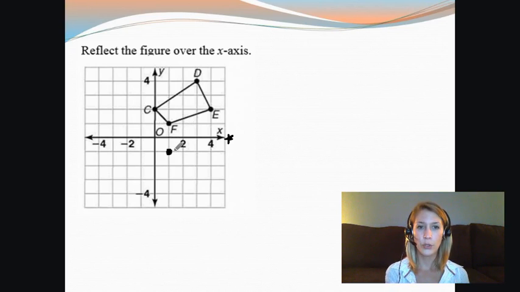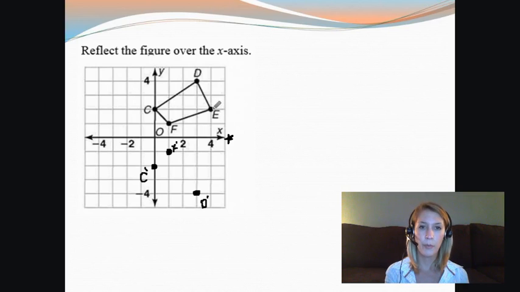Now we're going to plot point C, which is 2 units up from our origin. So the reflection would be 2 units down from the origin. This would be image C. Same thing with point D. That is 1, 2, 3, 4 units up. So we're going to count 4 units down. 1, 2, 3, 4. And name that image D.